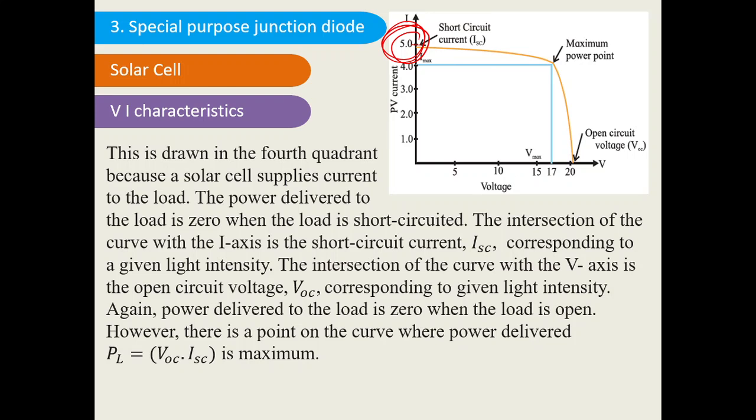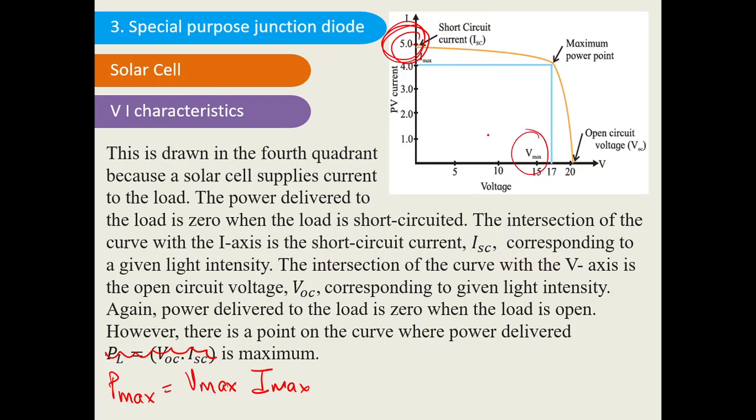Again, corresponding to the given light intensity, the power delivered to the load will be zero when the load is open. However, at the point on the curve where the power delivery is maximum, P max is equal to V max multiplied by I max.